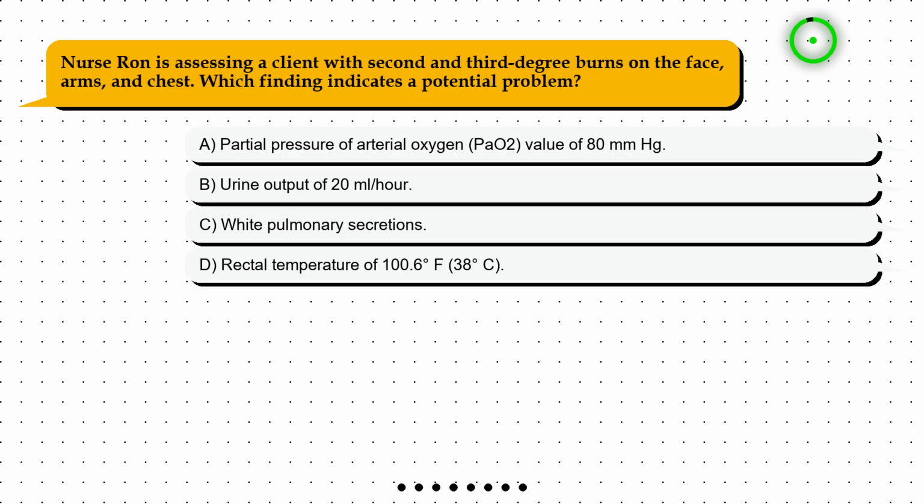Question 1. Nurse Ron is assessing a client with second and third degree burns on the face, arms, and chest. Which finding indicates a potential problem? Option A, partial pressure of arterial oxygen, PaO2, value of 80 mm Hg. Option B, urine output of 20 ml/hour. Option C, white pulmonary secretions. Option D, rectal temperature of 100.6 degrees Fahrenheit, 38 degrees Celsius.